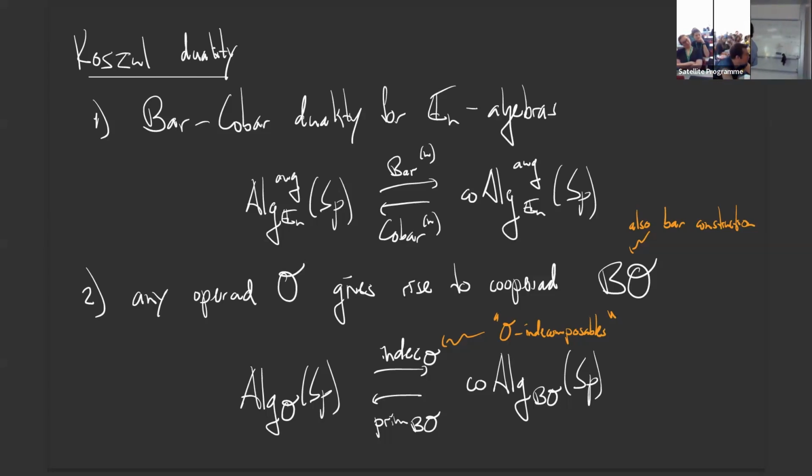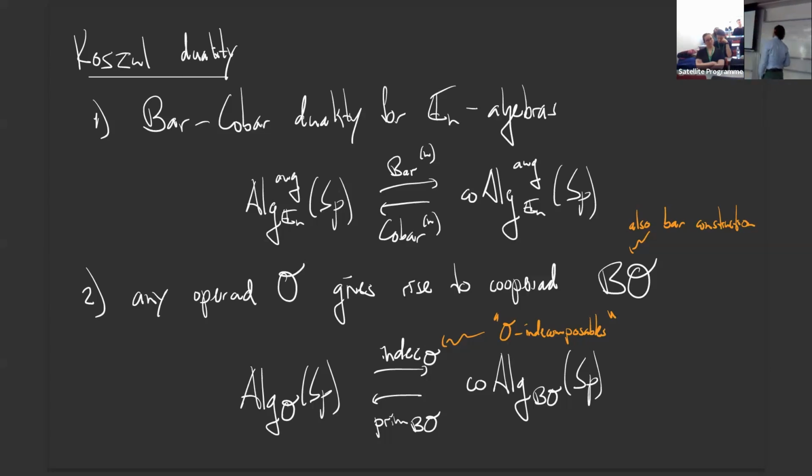This thing about it being universal is a theorem of Basterra and Mandell. They proved that this indec functor, if you think of it as landing in spectra, is the stabilization functor for the category of O algebra spectra. So in that sense, it is the universal homology theory.